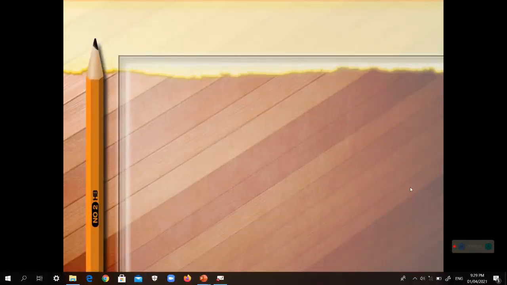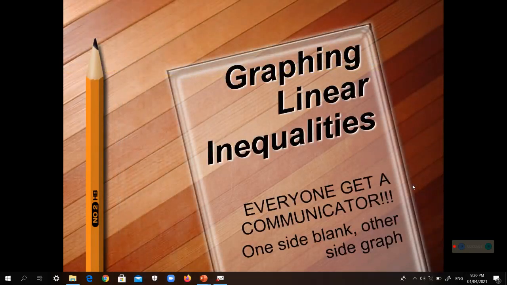Hello! So the second topic that we are going to have in our second quarter is all about graphing linear inequality. Yesterday, we discussed how to illustrate linear inequality. This time, we are going to graph linear inequality. So I have here the quotation, "Everyone get a communicator," wherein one side is blank and the other side is a graph. It will describe later how you are going to graph a linear inequality.